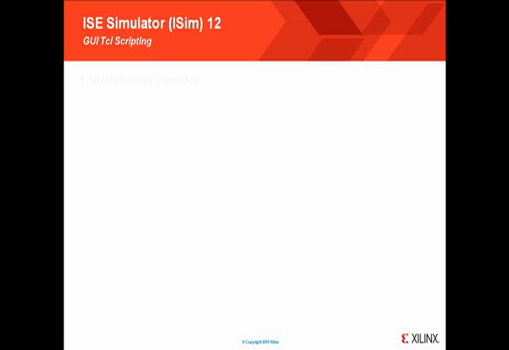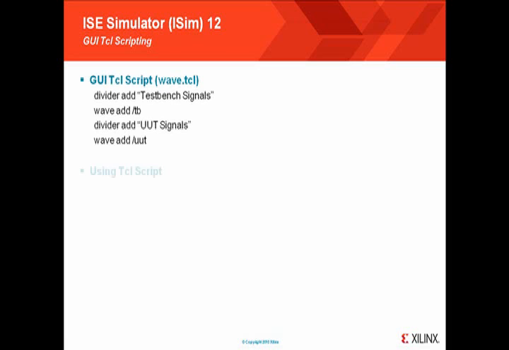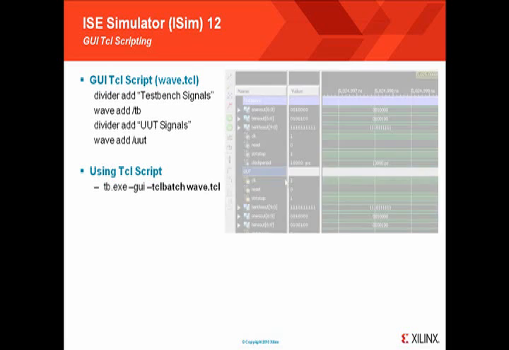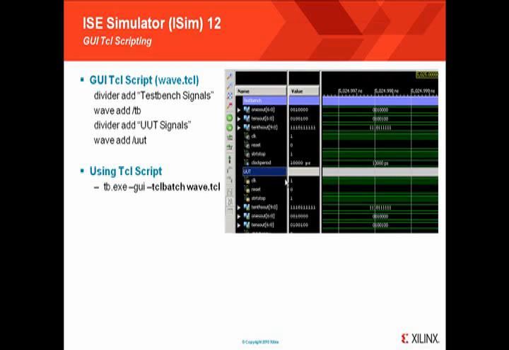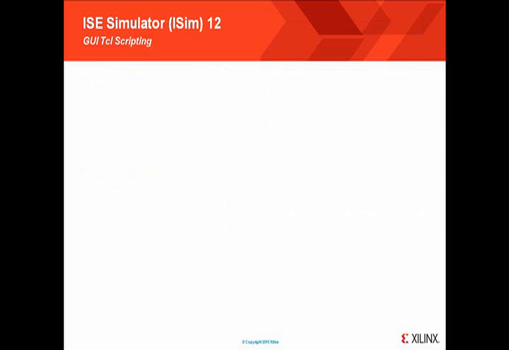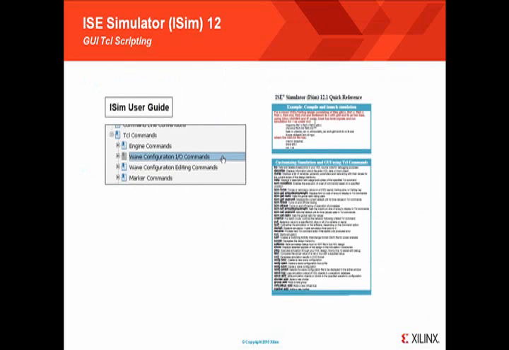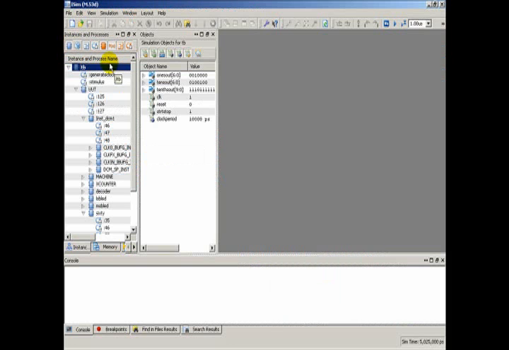New in ISim 12.1 is the ability to create Tcl scripts for automated Wave window configurations. This feature allows the user to go from HDL compilation and elaboration straight into a GUI environment with a customized Wave window configuration. A list of useful GUI and other Tcl commands is included in the ISim user guide, and more conveniently, in a friendly quick reference guide. Information about these helpful documents will be shared in the Help Resources section of this video.